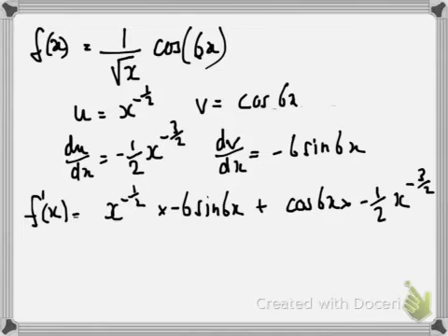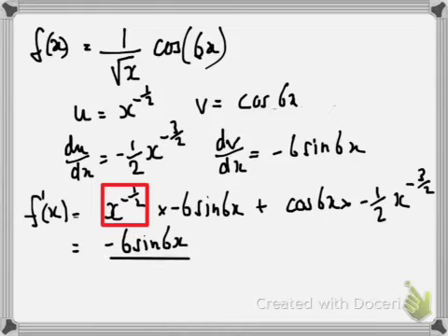Let's fix up the left-hand expression here. I'm going to do a couple of things at once. So we've got negative sine 6x, and we've got this x to the power of negative a half. Now remember, to make a negative index positive, we have to put it underneath the fraction line. So it becomes x to the positive a half, and of course x to the positive a half is the square root of x. All right.